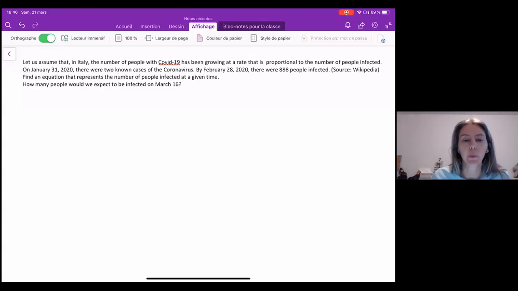I thought today we would do an example of a differential equation word problem to see how differential equations can be applied to real world situations, how they can be useful for solving them. So let's read the question.